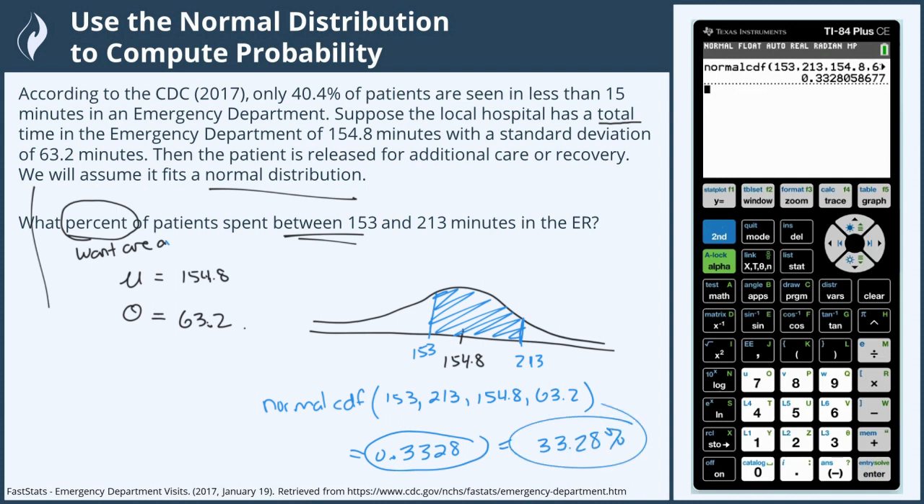33.28%. We always want to answer the question based on the question. It says what percent. So even though we have our probability or our area as a decimal, because it's asking me in percent form, I'm converting it into percent. Otherwise, I would leave it like this.